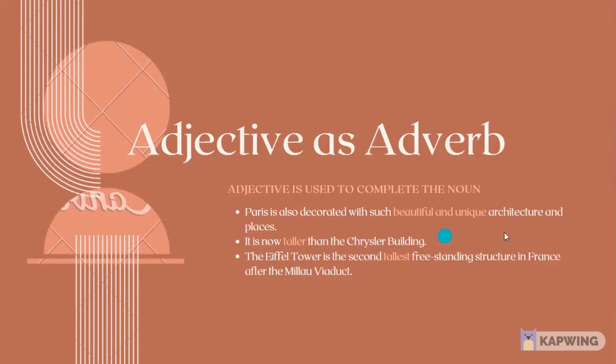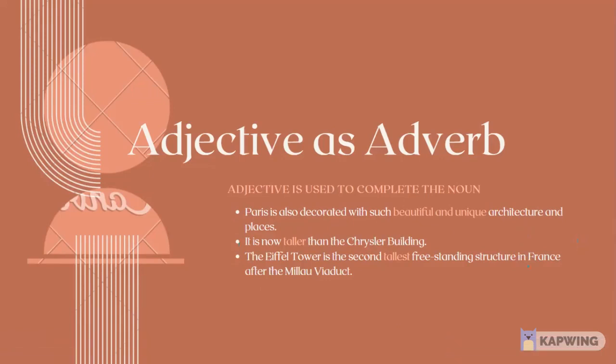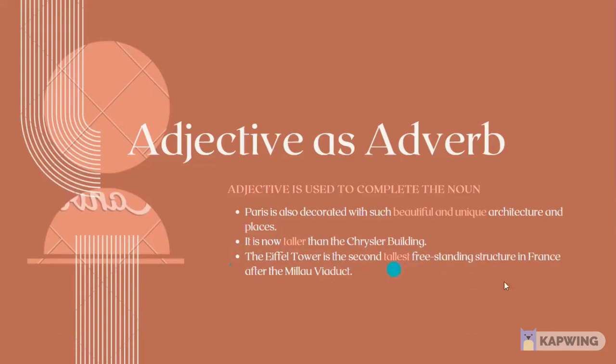From the text, there are 3 examples for adjective as adverb. The first one is Paris is also decorated with such beautiful and unique architecture and places. The adjective form is in the phrase beautiful and unique. The second one is it is not taller than the Chrysler building. The adjective form is taller. And the third one is the Eiffel Tower is the second tallest freestanding structure in France after Millau Viaduct. The adjective form is tallest.